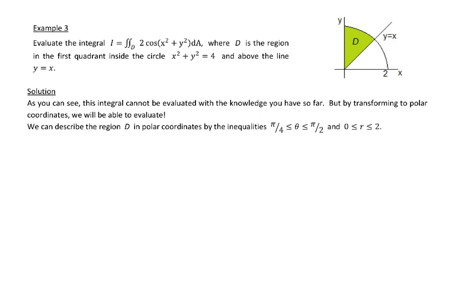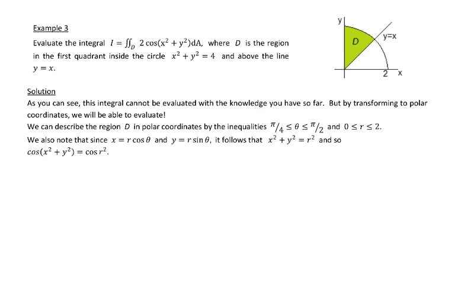We begin by describing the region D in polar coordinates. You can see that theta must lie between pi over 4 and pi over 2, and the maximum value of the radius r can obviously only be 2. Again, remember that our transformation is given by x equals r cos theta and y equals r sin theta, which implies that x squared plus y squared is r squared, and so the expression cos of x squared plus y squared just becomes cos of r squared.